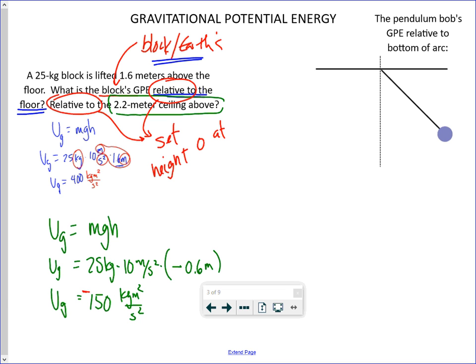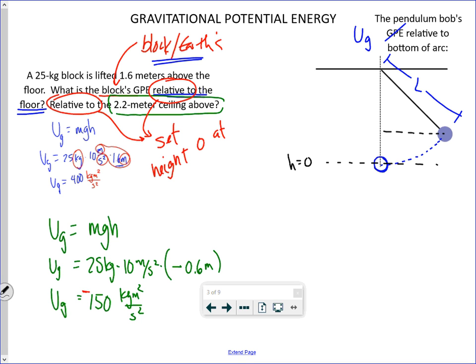So this pendulum has a length L. You can tell that it will swing down to a lowest point, and it has some maximum height here. And we want its, well, let's say GPE. No one likes that. U_G is what everyone wants to see. What is this gravitational potential energy relative to the bottom of the arc? Well, check this out. Relative to the bottom of the arc means set 0 height at the bottom of the arc. Here is height 0.